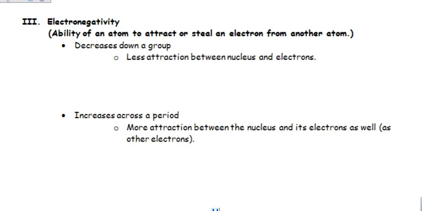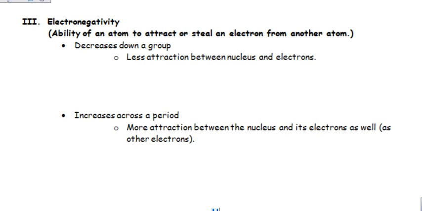In this video, we're going to look at the trend with electronegativity. It's the ability to attract or steal electrons from a neighboring atom. Hopefully this trend sinks in with you, because electronegativity is a topic that comes up all throughout the year. It really affects the properties of a particular atom.